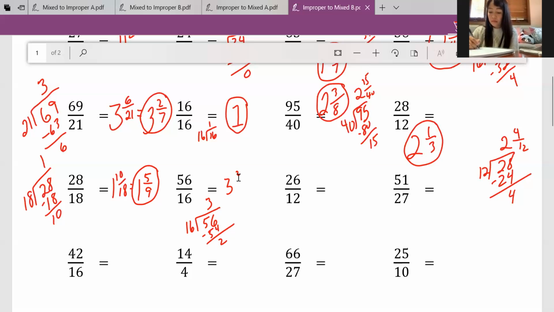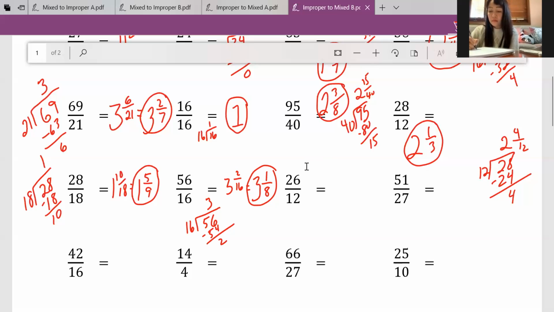But I can reduce 2 over 16 because 2 and 16 share the common factor of 2. So if I divide 2 by 2, I'd get 1. If I divide 16 by 2, I would get 8. So 3 and 1/8 is the reduced mixed number of 56 over 16.